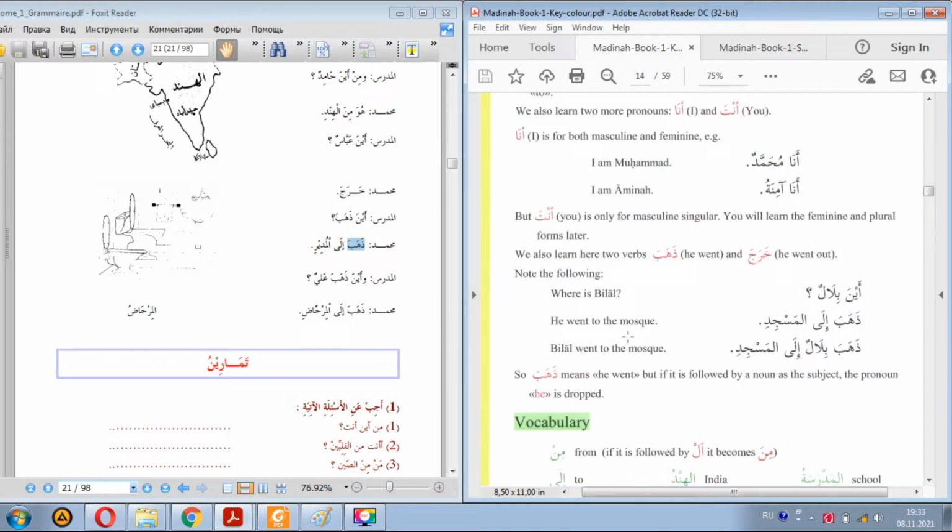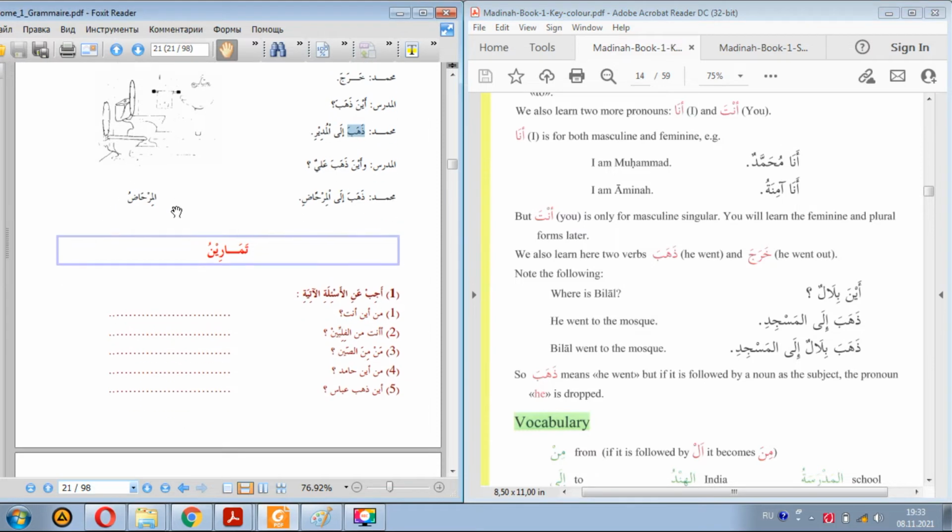In the translation, of course. So ذهب بلال, this "he" is still implied in ذهب, but we have Bilal, and Bilal went to the mosque. المدرس says وأين ذهب علي, and where did Ali go? Muhammad says ذهب إلى المرحاض, he went to the toilet. المرحاض, well, we have a picture of it, that's a new word, of course.